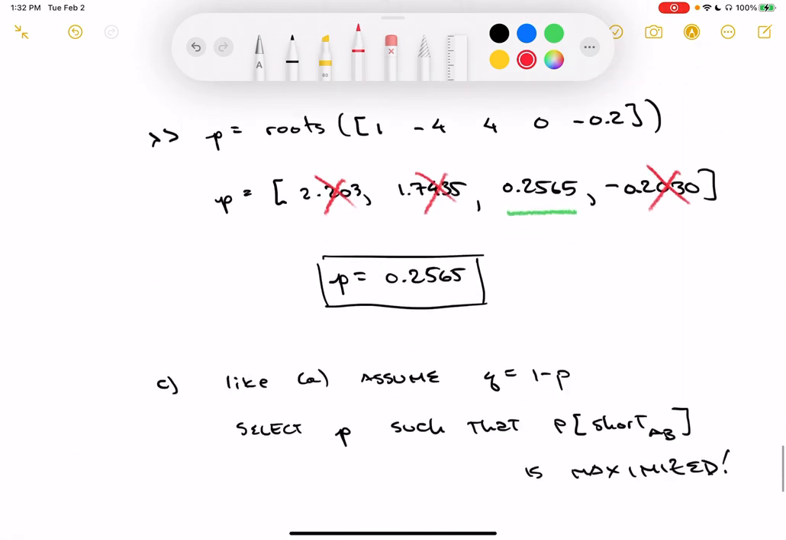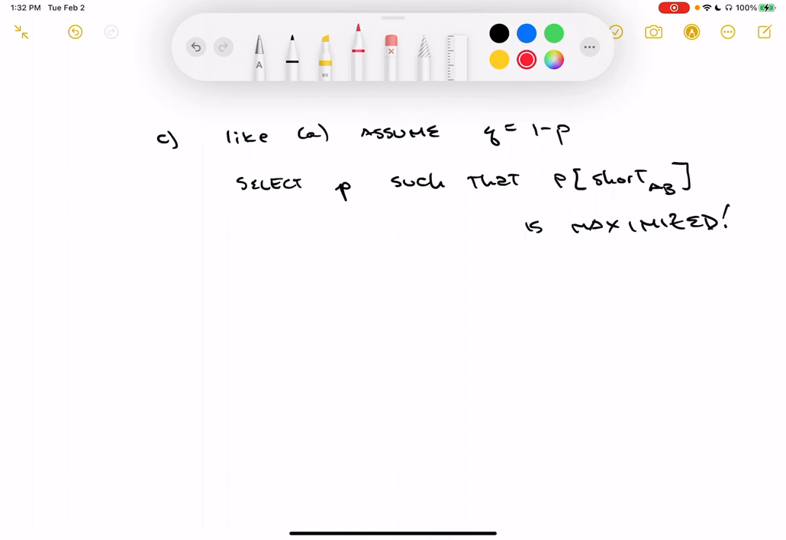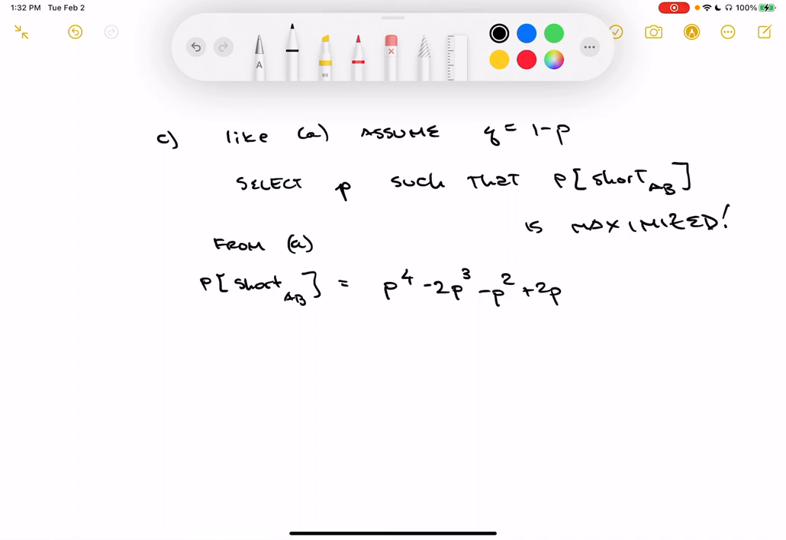Well, we can go back to our calculus, and we know that we can maximize according to a particular parameter or variable. We can find that max by doing a derivative test. So I'm going to revisit what the probability of our short was. Our probability of a short between A and B from A was equal to p to the fourth minus 2p cubed minus p squared plus 2p. So to maximize this, I'm going to look at the derivative with respect to that parameter of this p short AB, and we're going to set it equal to 0.